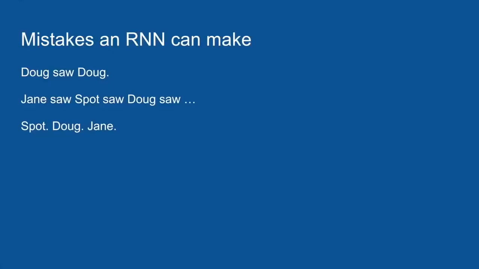Because Doug strongly votes for the word saw, which in turn strongly votes for a name, any name, which could be Doug. Similarly, we could get something like, Doug saw Jane, saw Spot, saw Doug. Because each of our predictions only looks back one time step, it has very short-term memory, it doesn't use the information from further back, and it's subject to these types of mistakes.